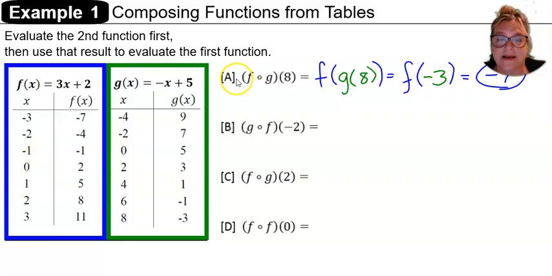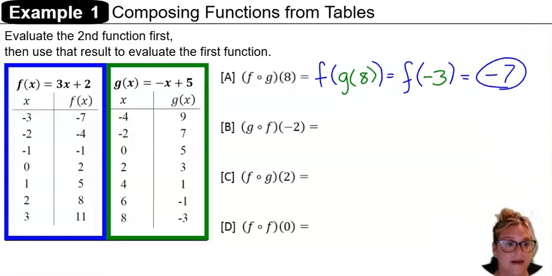When we look at example A, f composed with g of 8, we're going to take the 8 and substitute it in for g of x. So there's our g of 8. We look at the g table, come down to where x is 8, go across, and there's the output negative 3. So that's what g of 8 is. Now we're going to evaluate f of negative 3. We look for negative 3 in the x column of the function f. Here's our negative 3, and the output is negative 7.